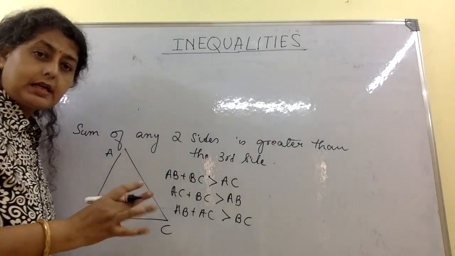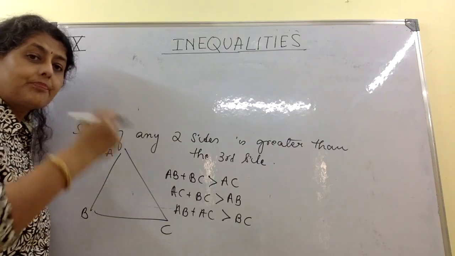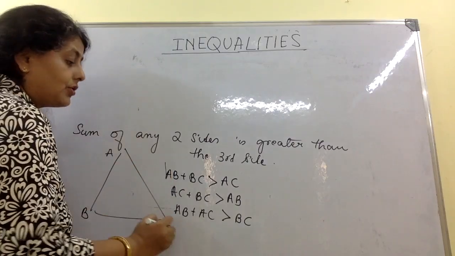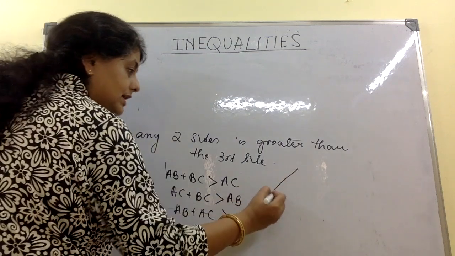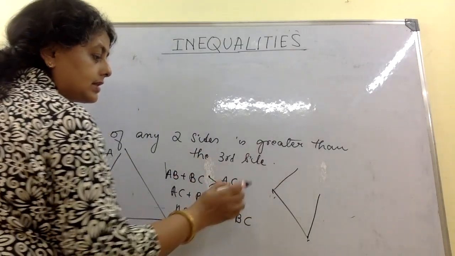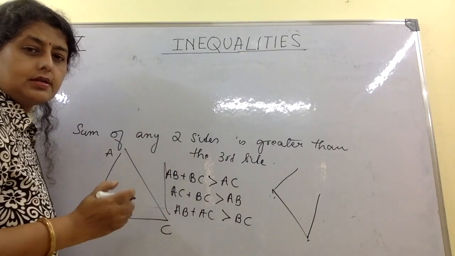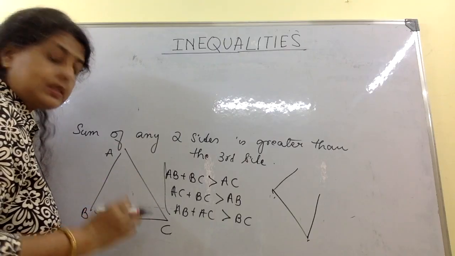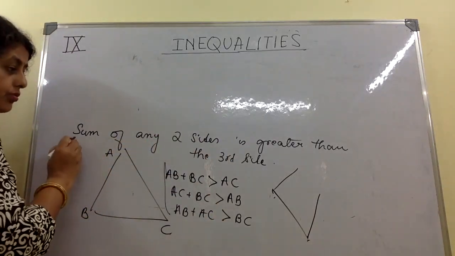Actually, if you have done triangle constructions, you must have noticed, or you will notice later on, that if they have given you numbers which do not follow this, then you can't draw a triangle. You'll have two sides like this and the third side does not meet. It remains like this if the values of the sum do not follow this. So this is the rule based on which we are going to do further questions.